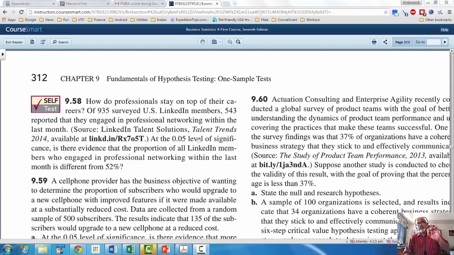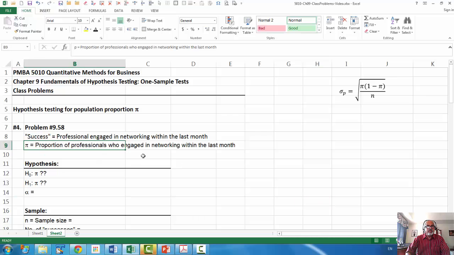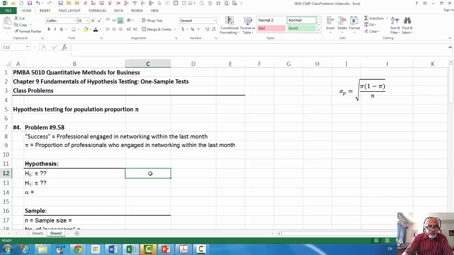So that means we have pi equal to 52% or pi not equal to 52%, with 935 surveyed with 543 saying yes, they did engage in professional networking. So success is professional networking. So having defined success in this way, pi then is the proportion. Okay. Now 52% is the proportion that we are testing.